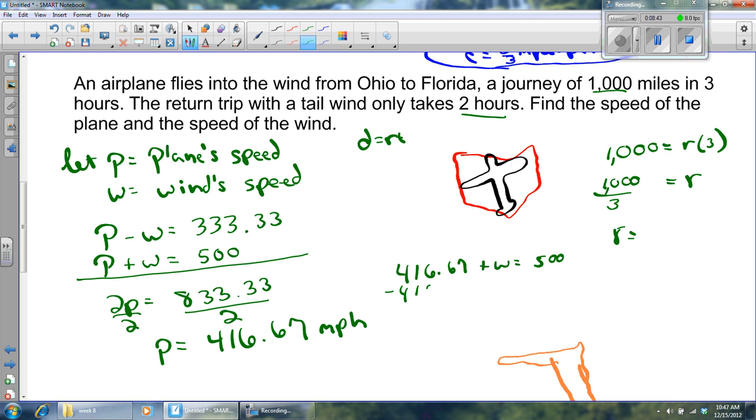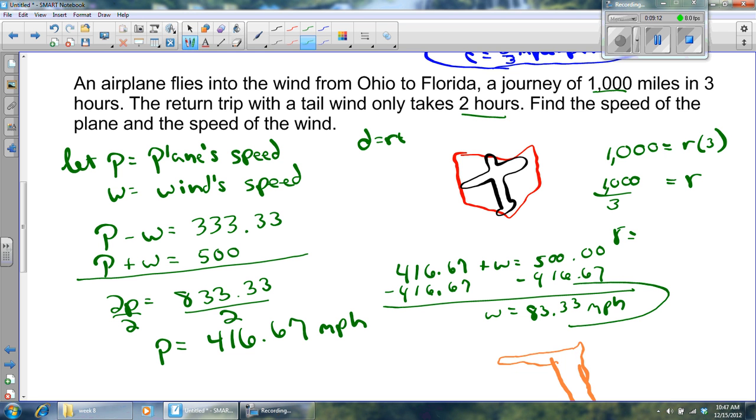Subtract 416. And I'm going to get W equals. Now look, if I had to take 16 away, I'd have 84 left, right? But I'm also taking 2/3 away. So my whole number is going to drop to 83. And if I take 2/3, I'm going to have 1/3 left, which is approximately 0.33 miles per hour. And there's your wind speed, and there's your plane speed.